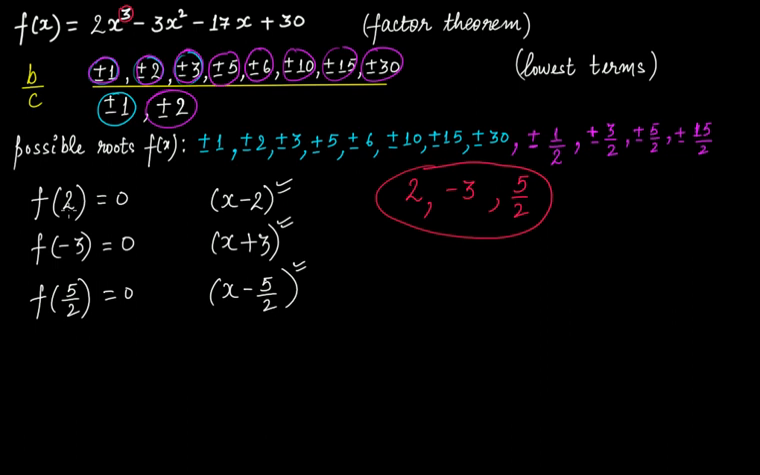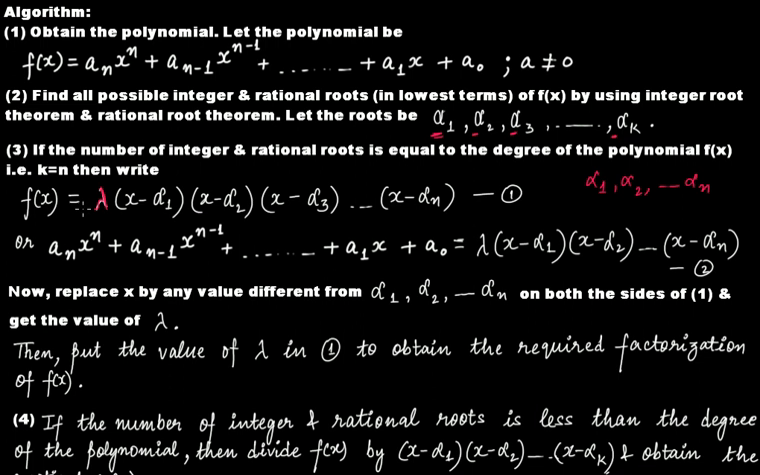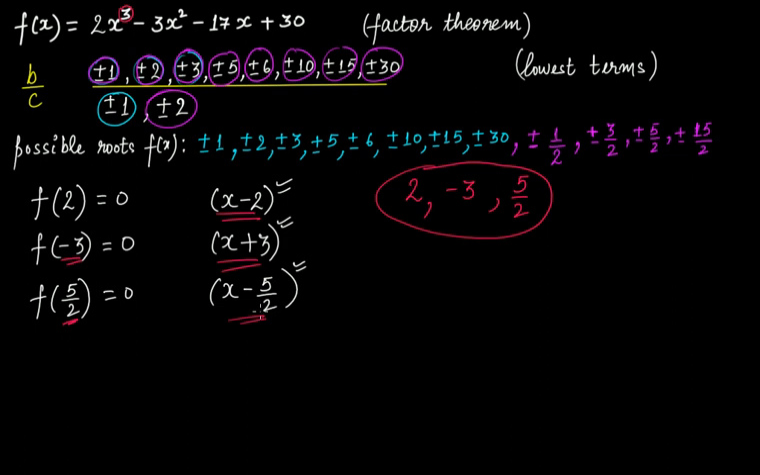That's what we mentioned here. If 2 is a root, x minus 2 is a factor. If minus 3 is a root, x plus 3 is a factor. If 5/2 is a root, x minus 5/2 is a factor. Then write f(x) is equal to lambda, and then you have to find out the value of lambda. That's explained here, and I'll explain how to do that. So write f(x) is equal to lambda, or let's write the f(x) here.